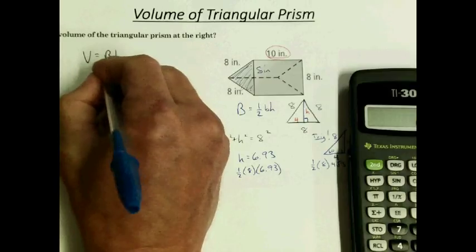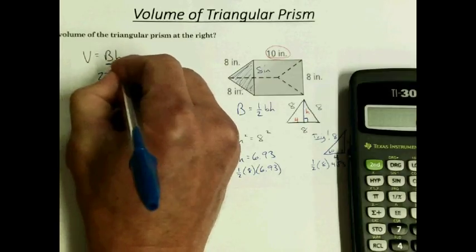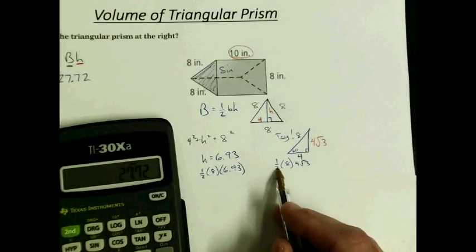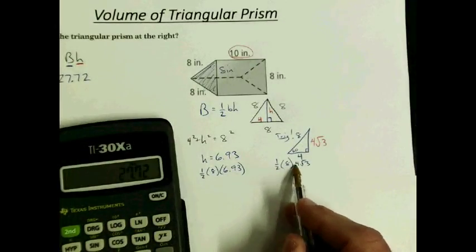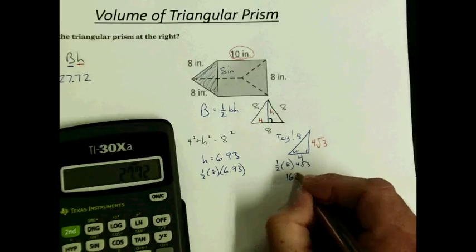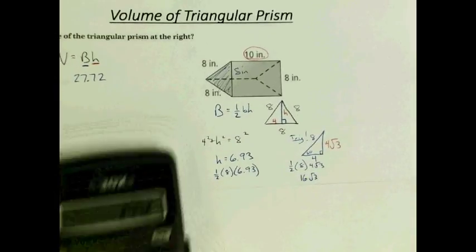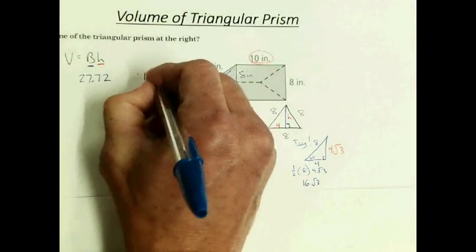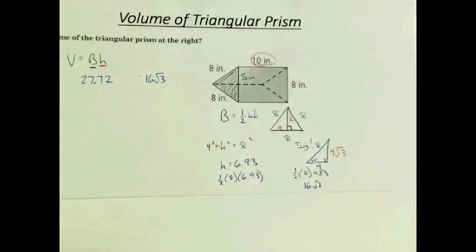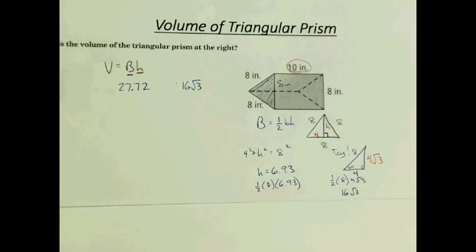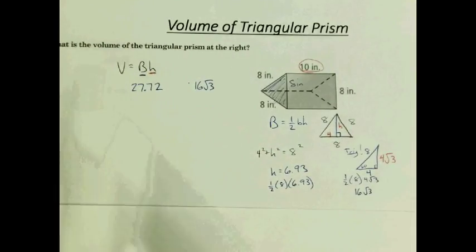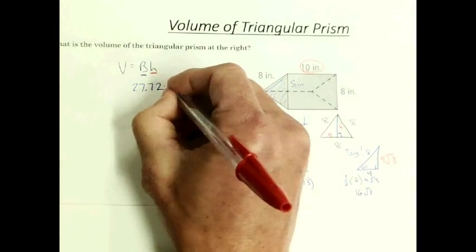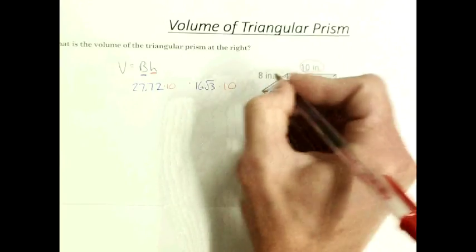So in one case, the area of the base is 27.72. In another case, we can use trigonometry. Half of 8 is 4, and 4 times 4 is 16 square roots of 3. So we can also call this the area of the base 16 times the square root of 3. Either way, as we're finding volume, we're still going to need to multiply the area of the base times the height. So our height is 10 inches. Our height is still 10 inches.